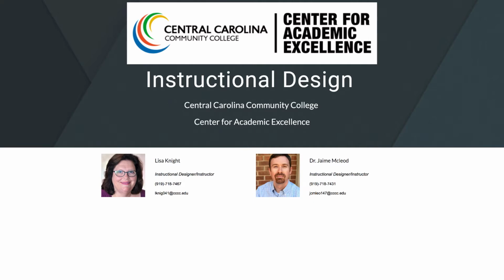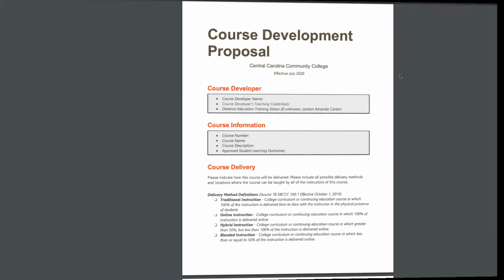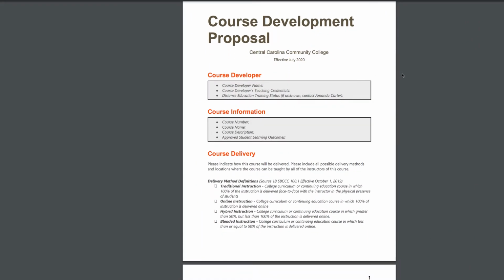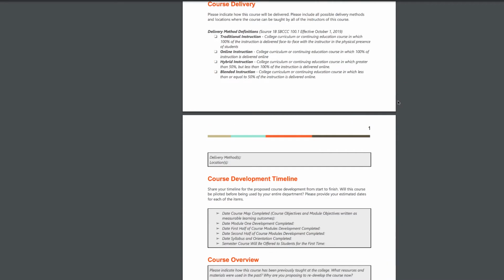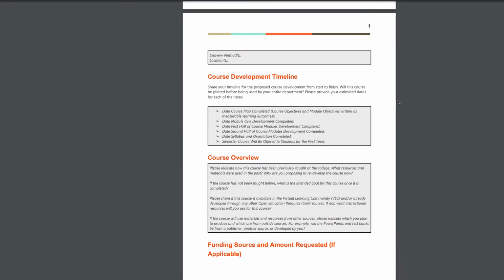The very first step to this development process is to go to the college intranet, log in, and locate in the Distance Ed section the course development proposal. This proposal has several sections to it. In one section, you'll provide information about yourself in the course developer section. The course information section is where you give information about the course. The course delivery is where you describe how it will be delivered. And the course development timeline is where you will give an estimated timeline for completing certain parts of the course.